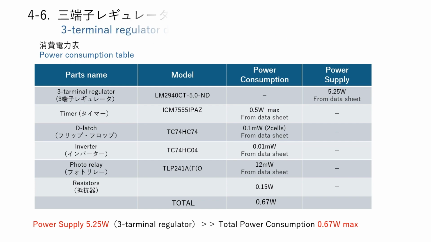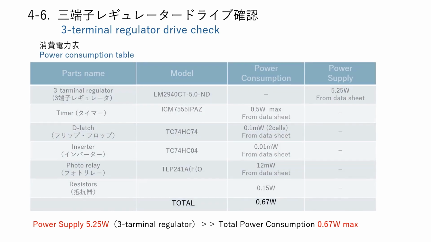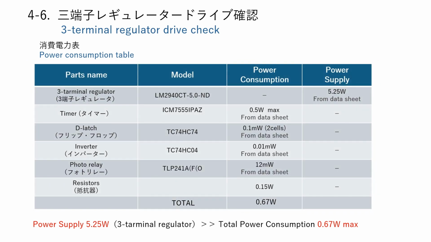4-6. 3-terminal regulator drive check. Power consumption table. The total power of this circuit is max 0.67 watt. The drive power of the 3-terminal regulator is max 5.25 watt. It can be confirmed that the 3-terminal regulator drive power is greater than the power consumption of this circuit.